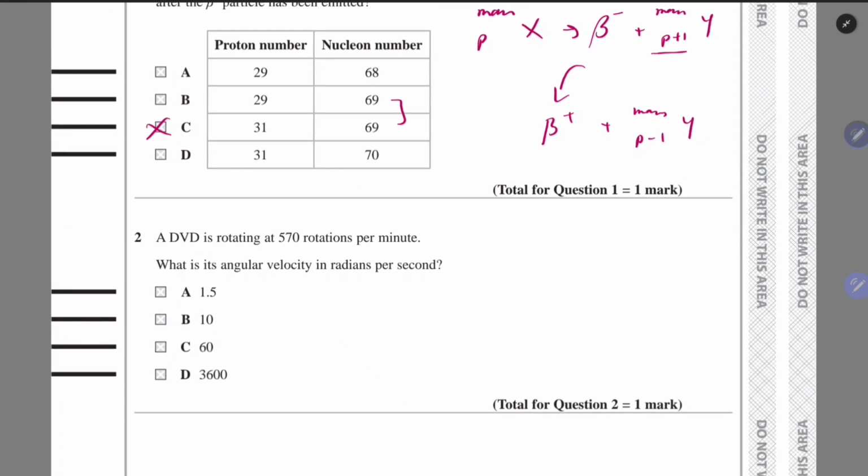A DVD is rotating at 570 rotations per minute. What is its angular velocity in radians per second? We're going to use the formula ω = 2πn/t. 2πn is the rotation, 570 divided by 60 because we need to convert it into seconds. We get 59.8, which rounds to 60.